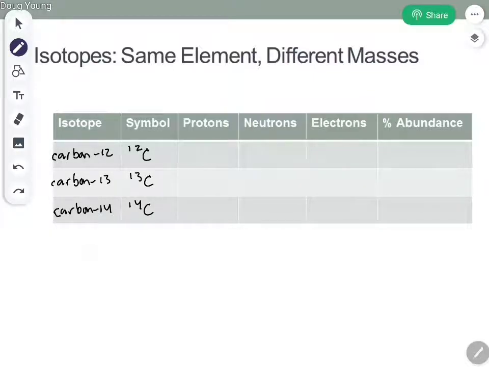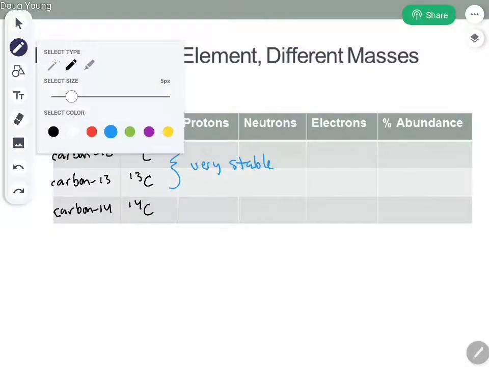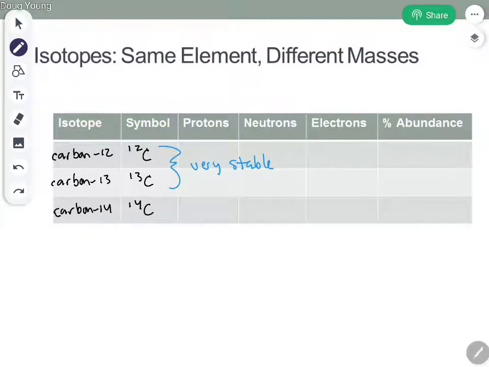If you look at our carbon-12, 13, 14 isotopes, not all isotopes are as stable as one another. Carbon-12 and carbon-13 are very stable, and they have half-lives, which is just how long they stick around. They have half-lives that are extremely long. They're very, very stable. However, if you look at carbon-14, carbon-14 is not as stable. So this specific isotope is radioactive.